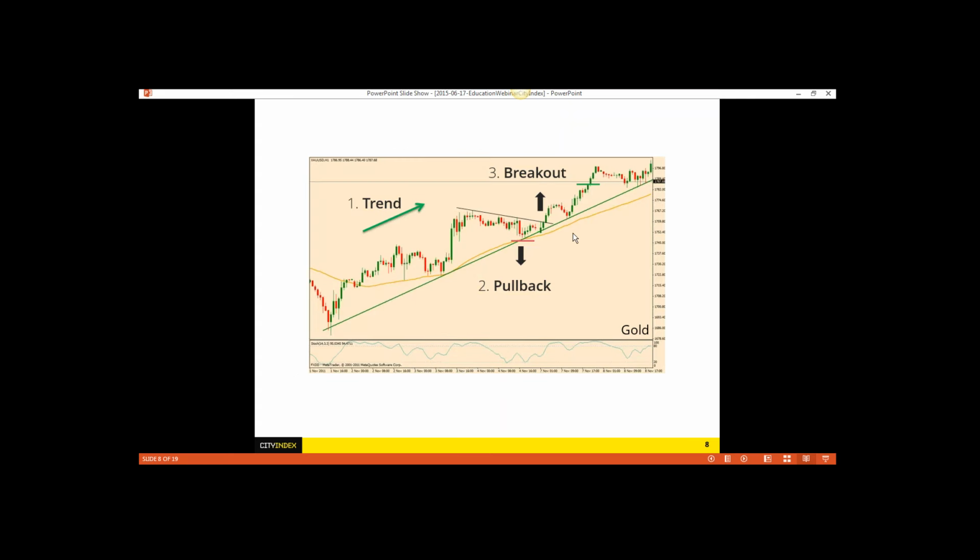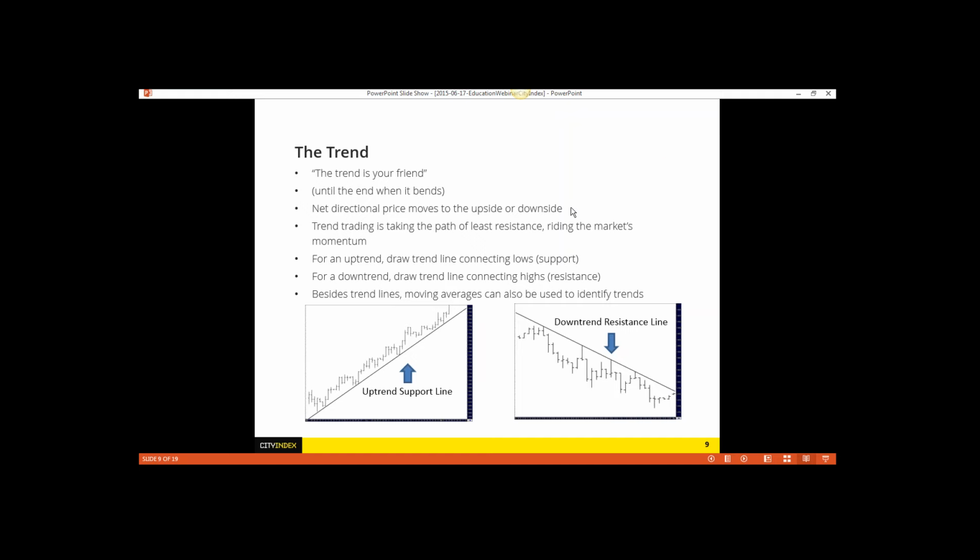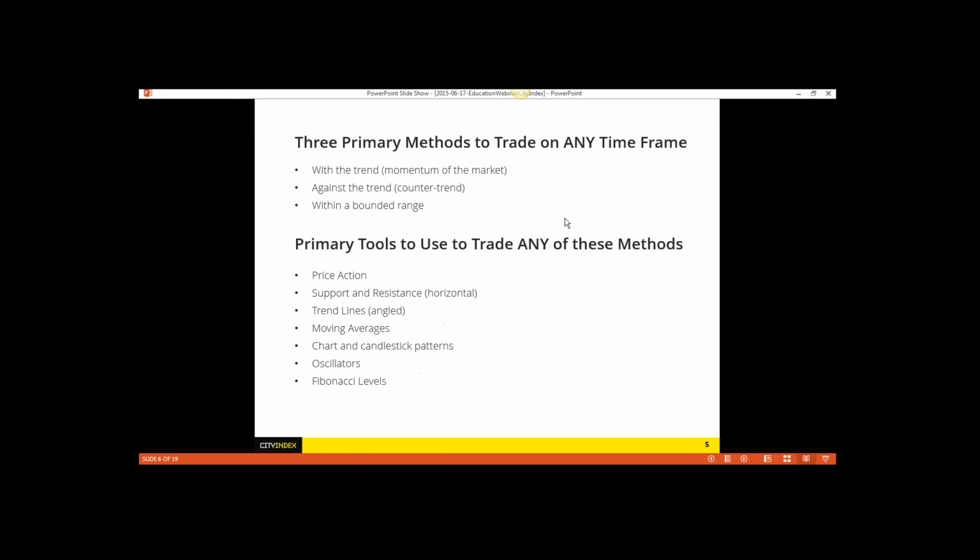Here, same thing. I got the trend. This trend is depicted by the trend line, by the moving average. I got a pullback to the trend line. I've got a counter trend resistance line. I got a breakout, and that's my entry level. And then I've got my stop loss underneath. I got my defined risk, and then I could define my reward accordingly. Now the trend. So again, I'm talking about the different tools that I use.